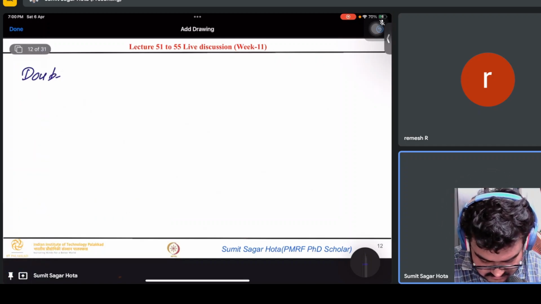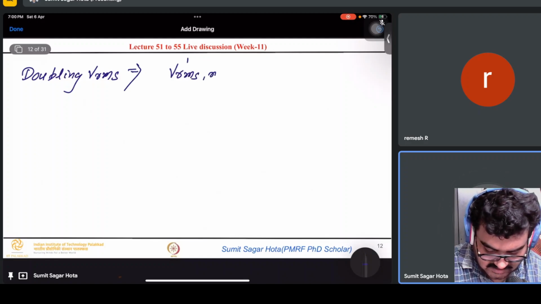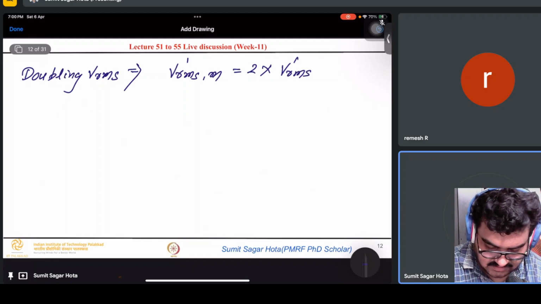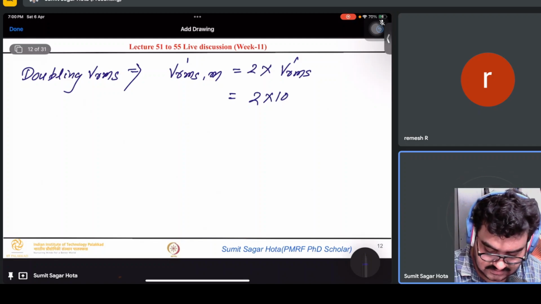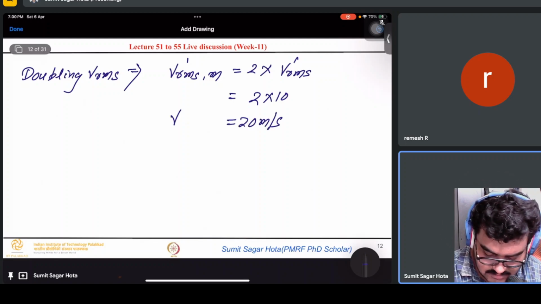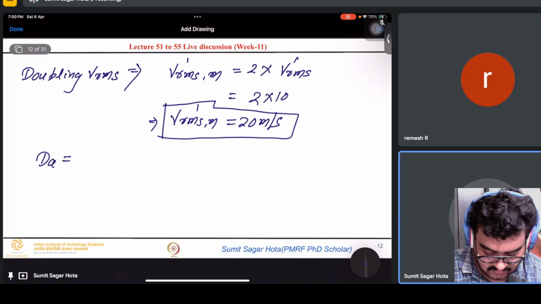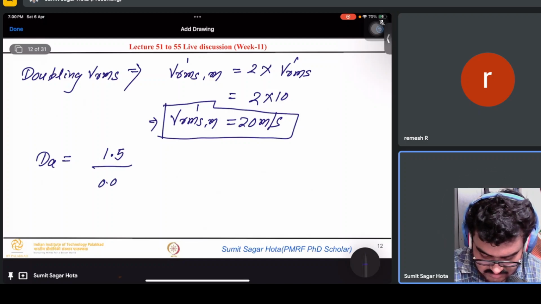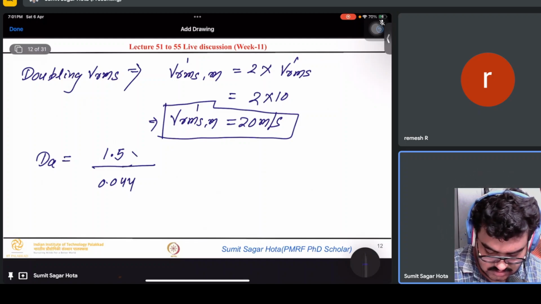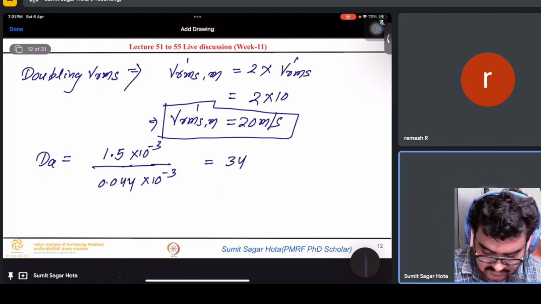Doubling VRMS: the modified VRMS is equal to two times VRMS, because 10 is your VRMS prime, so it becomes 20 meter per second. Then with the modified value, we have tau flow and tau chemical. We have to put in 0.5 by 10 to the power minus 3, which gives about 100.